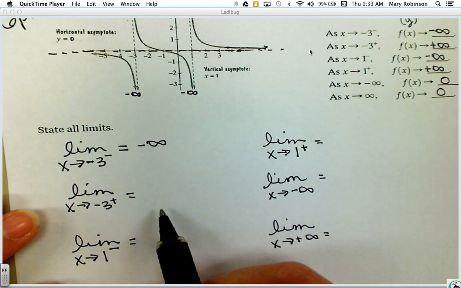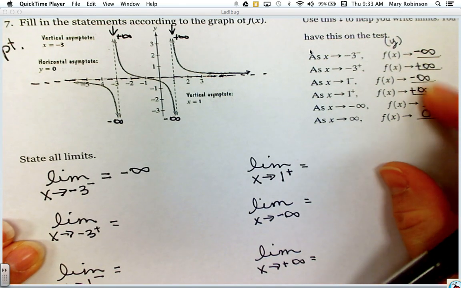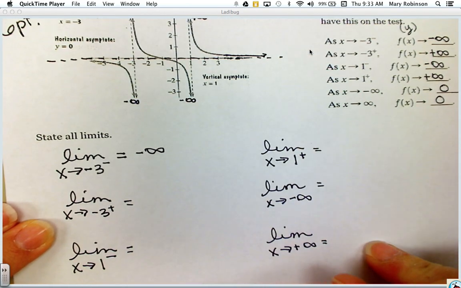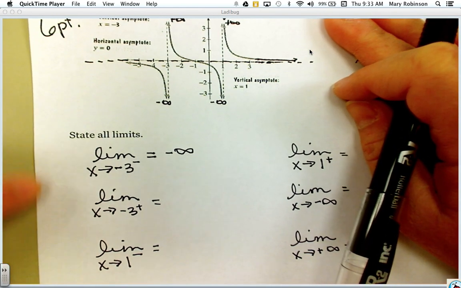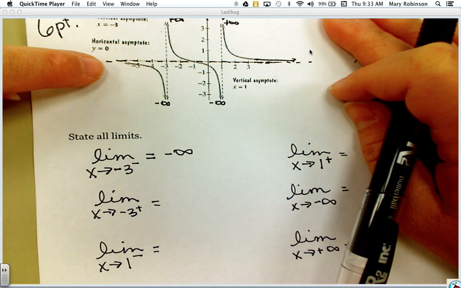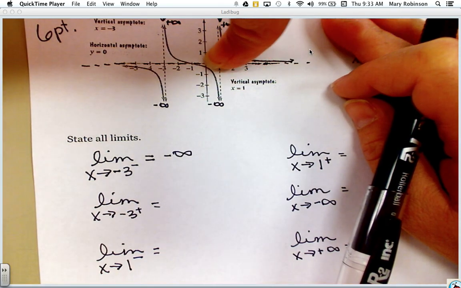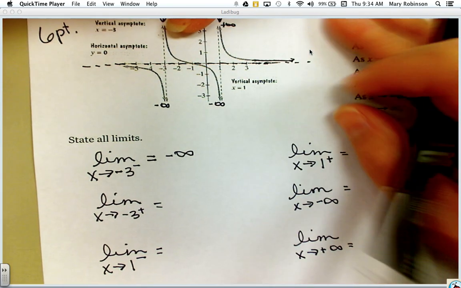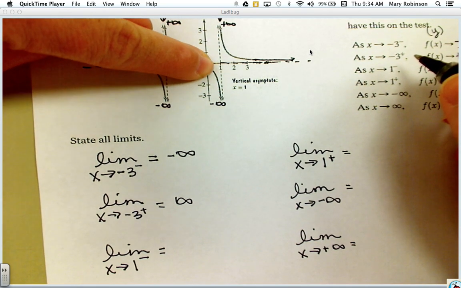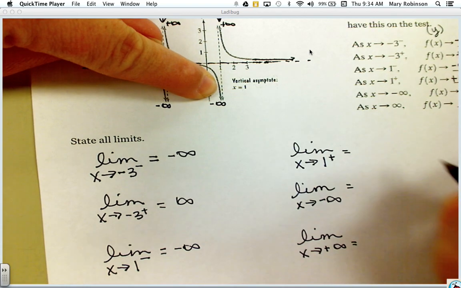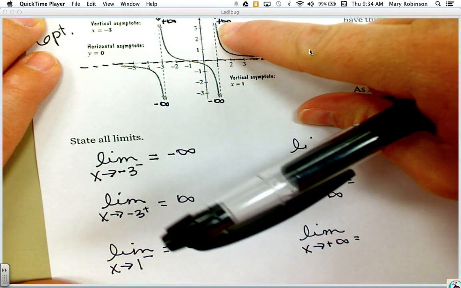Alright, so next it's just a matter of looking at what our function does. So this is going to help us. These are the values we need to plug in here for the value of our limit. But I'm going to do it as if we didn't have this list, okay? So we've already done the limit as x approaches -3 from the left was negative infinity. As x approaches -3 from the right, it approaches positive infinity. The limit as x approaches 1 from the left is negative infinity. The limit as x approaches 1 from the right is positive infinity.